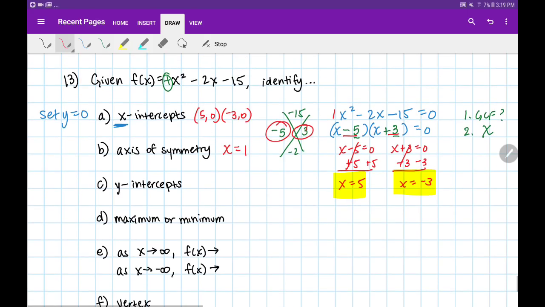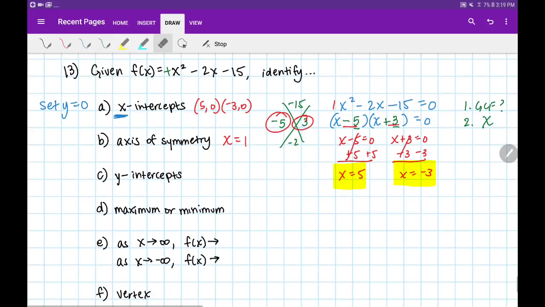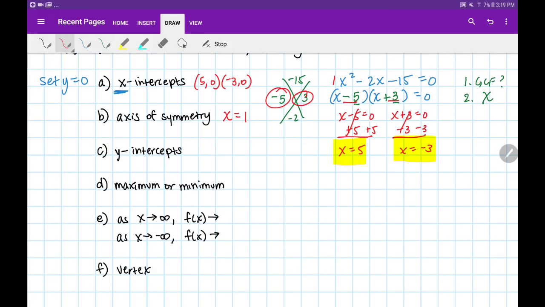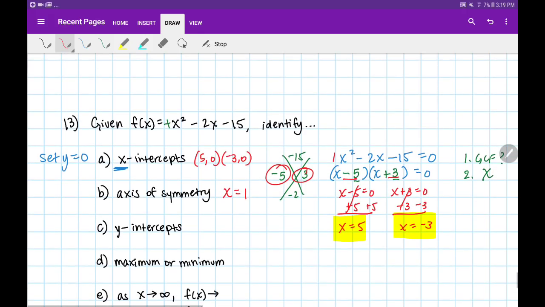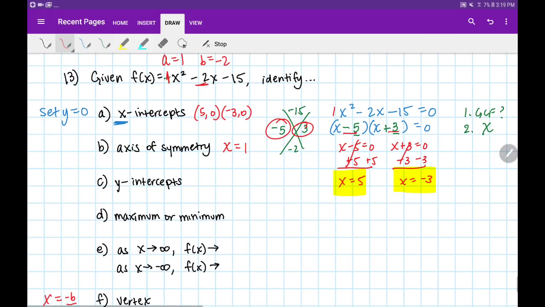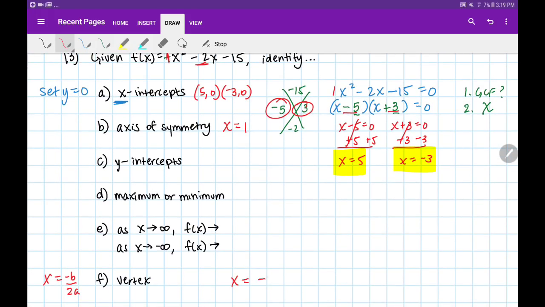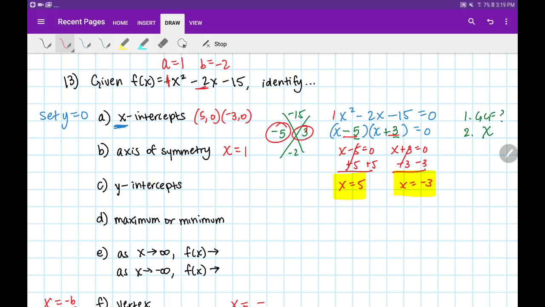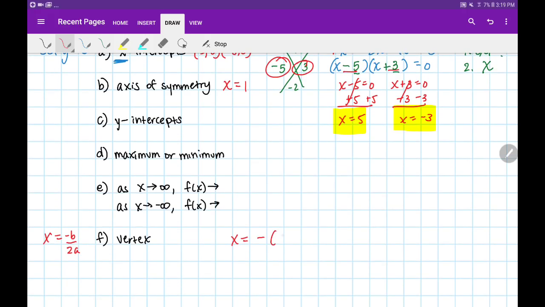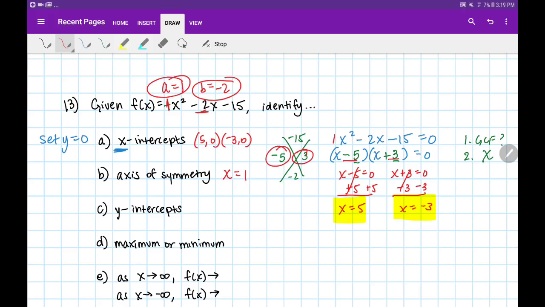So look at the form that you're in. This is not in vertex form, so you're going to have to use our formula. X equals negative b over 2a. So let's label our a and our b right now. Our a is the invisible number in front, which is a positive 1. And our b here is negative 2. Let's plug them in. X equals negative b, which is negative 2, over 2 times a, and my a was positive 1.